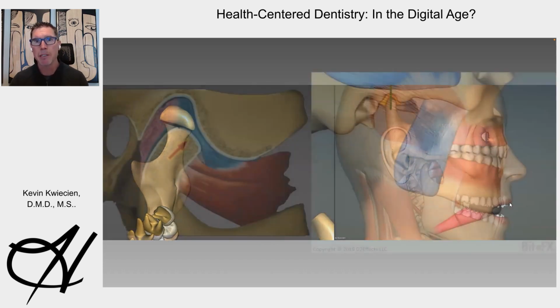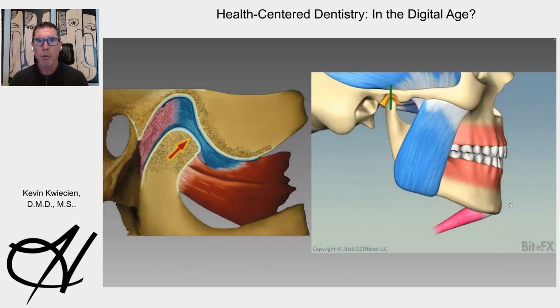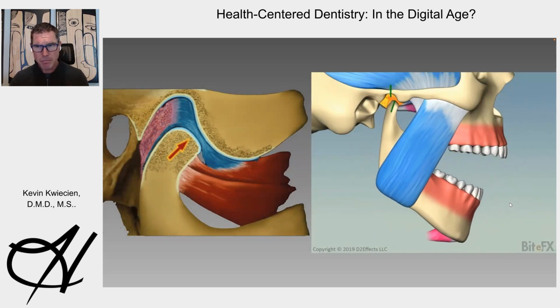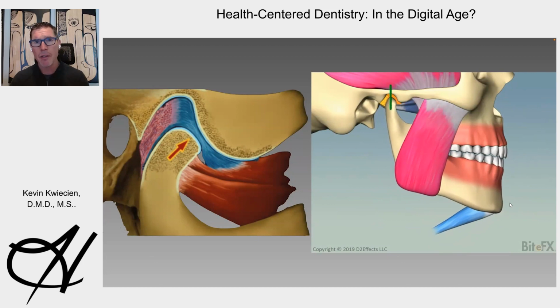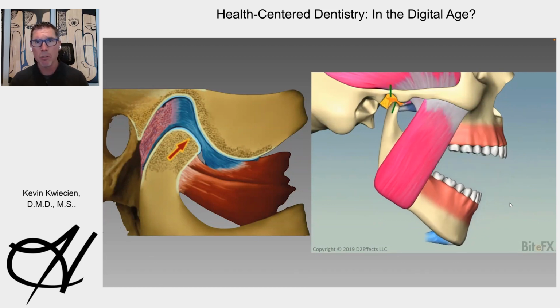Well, it is just a best guess. And really what we think about is, it is just a ball in a socket. It's the head of the condyle and the glenoid fossa with a disc that actually travels on the head of the condyle as we open and close.